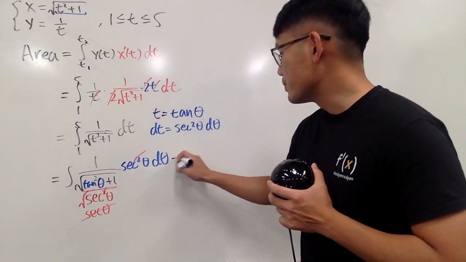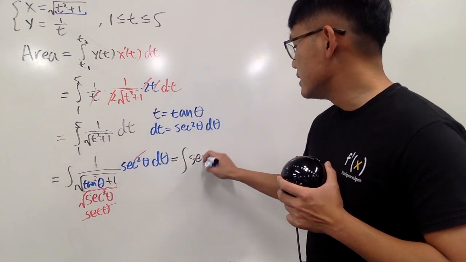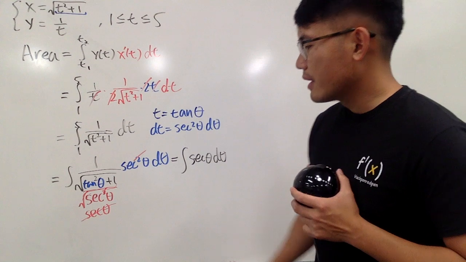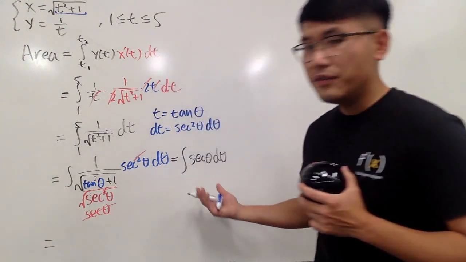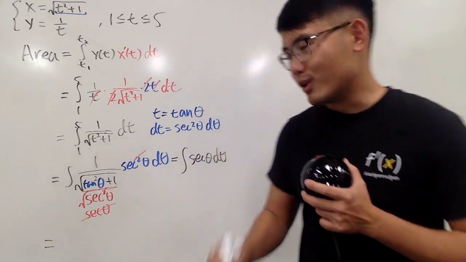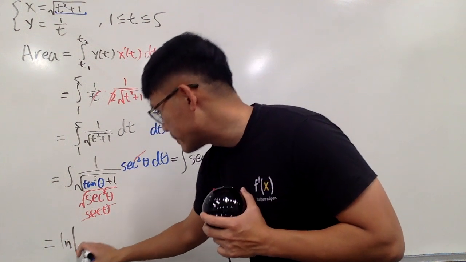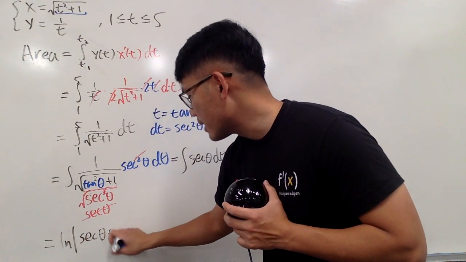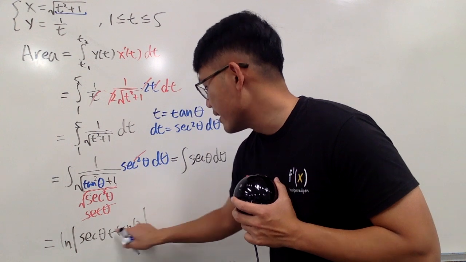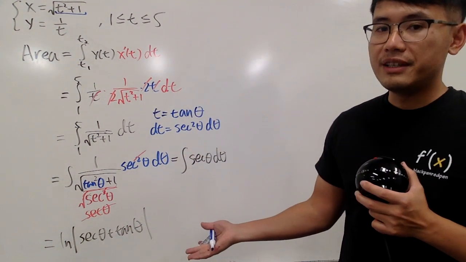That's the idea. Let me just put this down. We have to integrate secant theta d theta. And of course, this right here will give us, you have to remember your integrals, natural log of absolute value of secant theta plus tangent theta. And that's pretty much the idea.